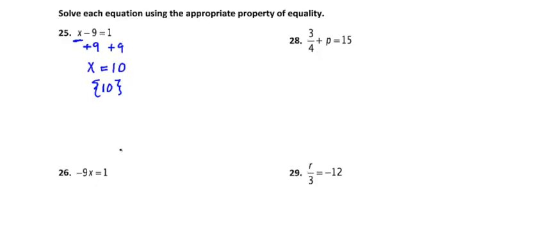Now notice how that differs in the next equation, negative 9x equals 1. Here the negative 9 and x are connected by multiplication, so we must divide each side by negative 9. So x equals positive divided by negative, which is a negative 1/9.